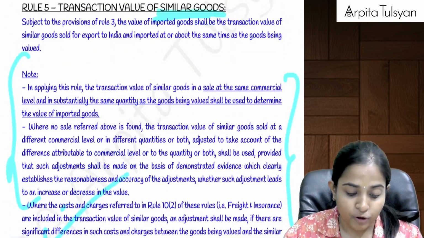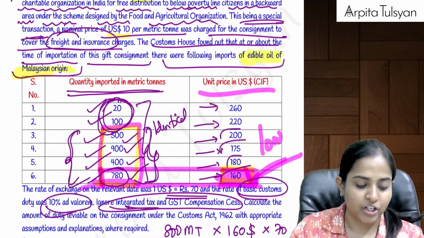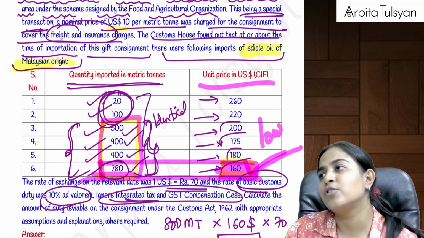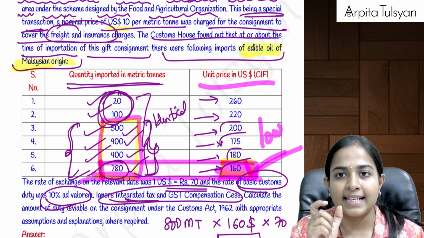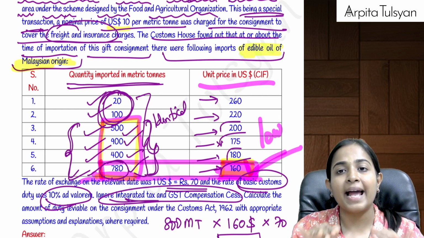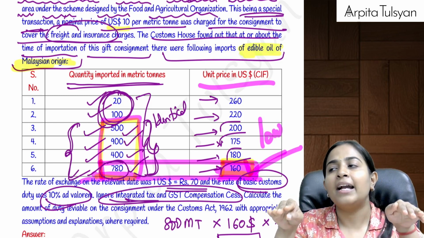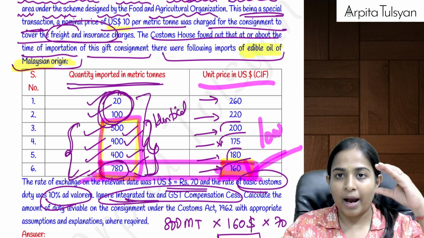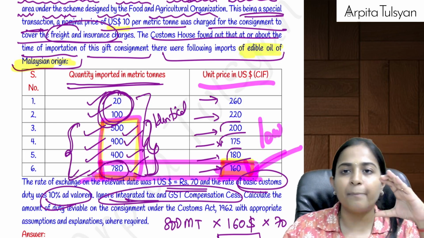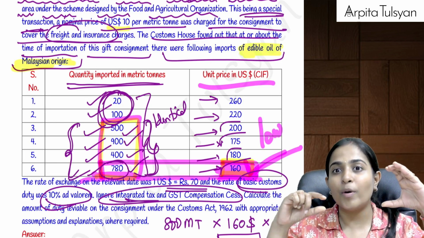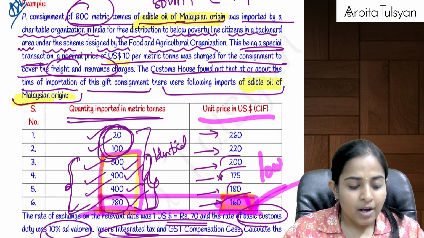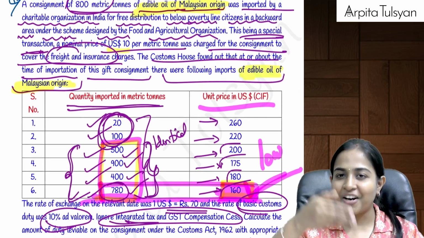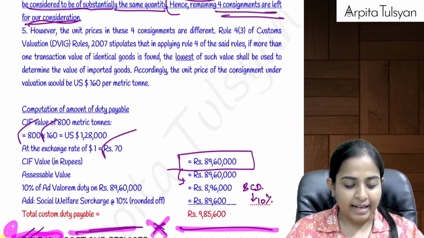Now before that, one important thing from the illustration which I wanted to tell you. Here we were doing the calculation as per rule number 7. So what did we say? We will take that transaction value of goods which were imported at the same commercial level and substantially the same quantity, and if we have got multiple values available, then the lowest value will be considered. This is given in the example also. It is there in your ICAI material also, or in our material also. You can simply refer to it.